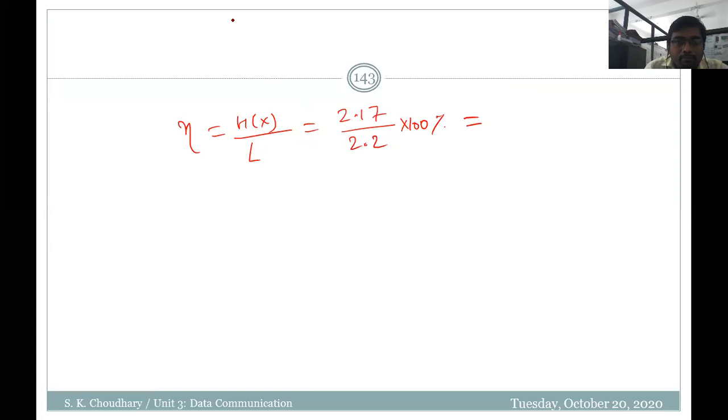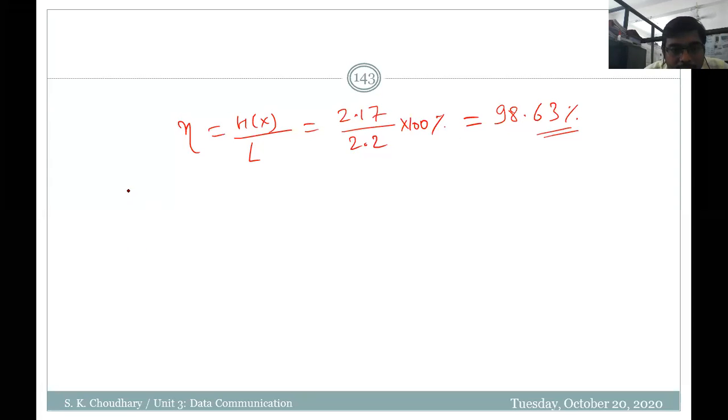So what is the efficiency? Can anyone tell me what is the value of efficiency? 98.63%. Yes, 98.63%. So you can see now what is the conclusion.